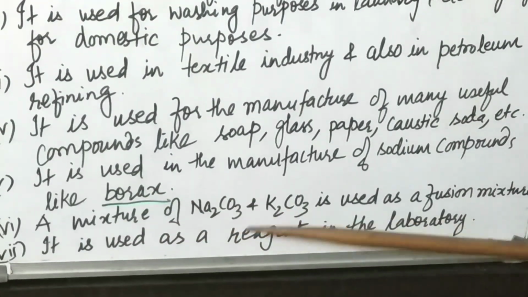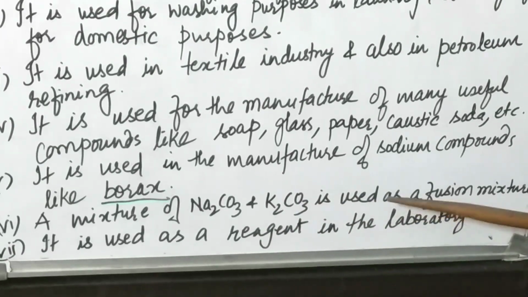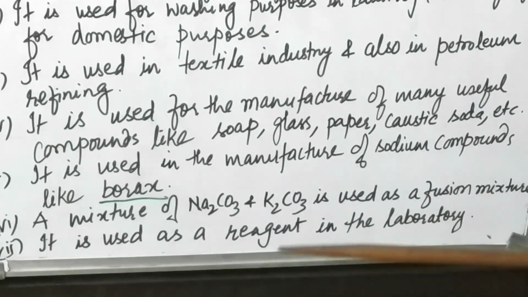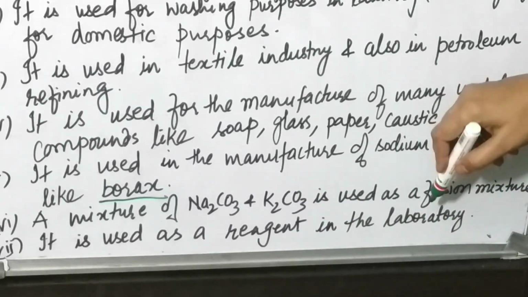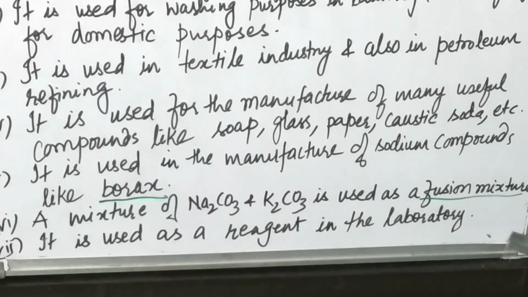Now sixth, a mixture of sodium carbonate and potassium carbonate is used as a fusion mixture. Again, what is fusion mixture? This question may arise in your mind also. Fusion mixture is nothing but a mixture of sodium carbonate and potassium carbonate, used along with some organic compound to test the presence of halogens in that organic compound. This is also used for testing in your higher classes that you will study later on.